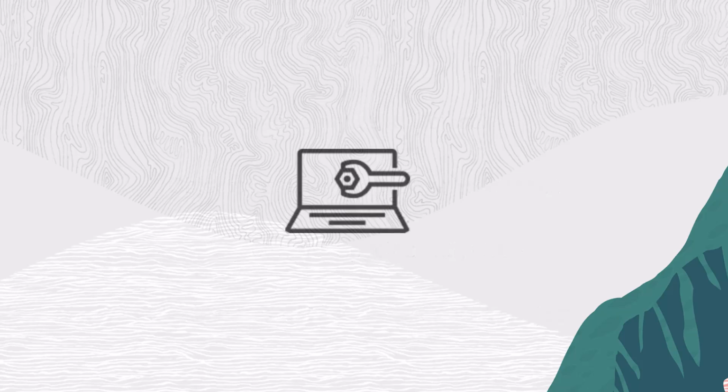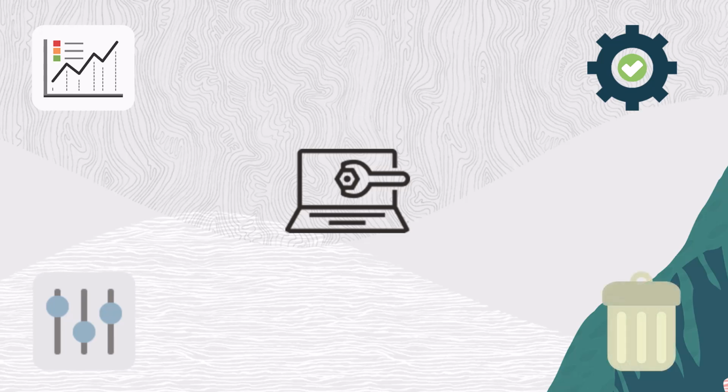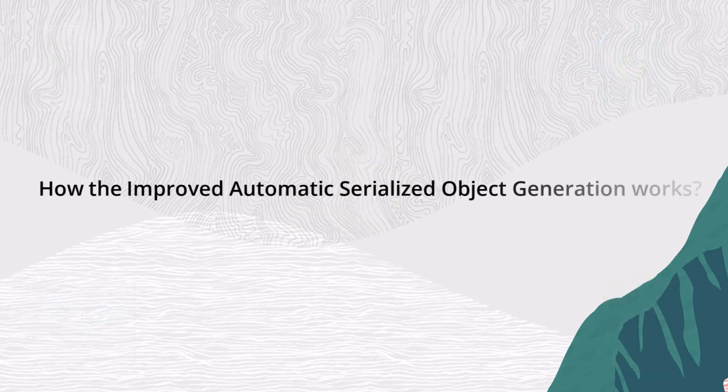With the improved automatic serialized object generation, you can improve performance, expand the usage of automatic serialized object generation, generate objects based on user preferences, and clear serialized objects for specific objects. Let's see an example of how the improved automatic serialized object generation works using the Server Manager console.